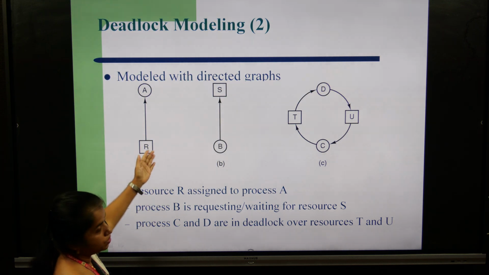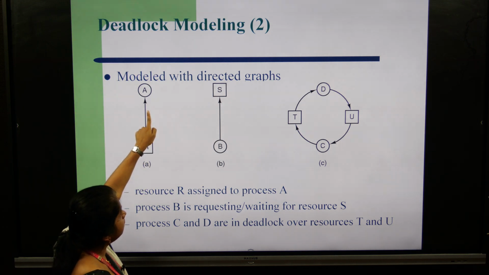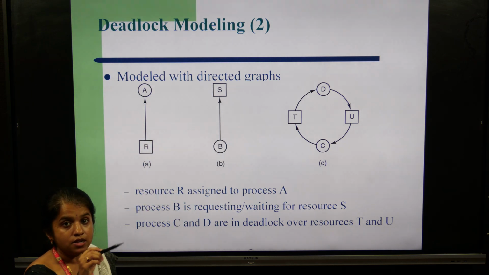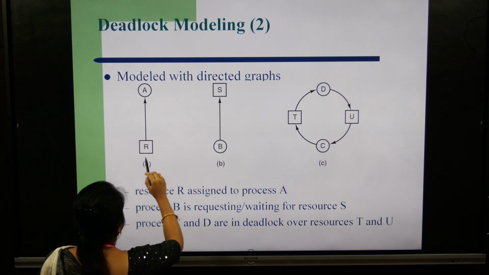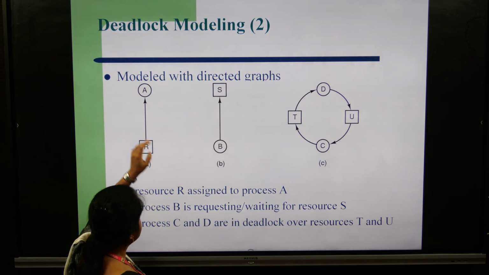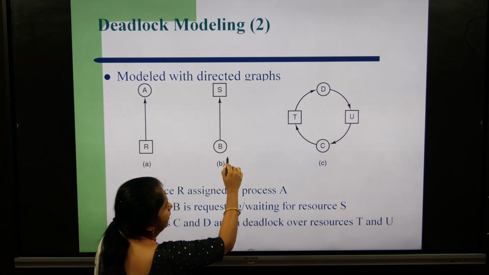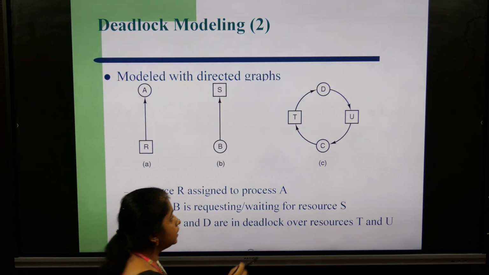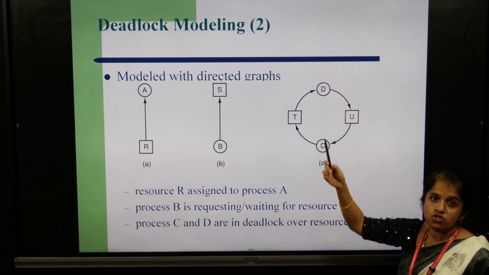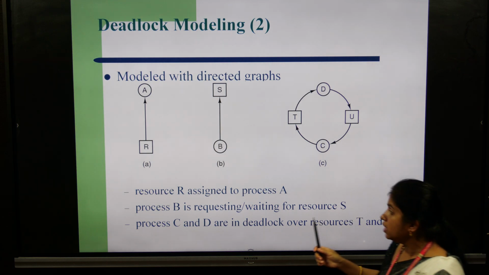Here, this is a resource. A resource I've mentioned using a square box, and here it is a directed graph where a process I've mentioned with a circle. Here, our resource R is requested by process A, and here process B is requesting or waiting for the resource S. Here it comes to the circular wait condition. Here all the resources are waiting for the processes and the processes are waiting for the resources.